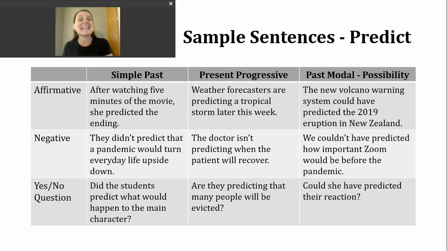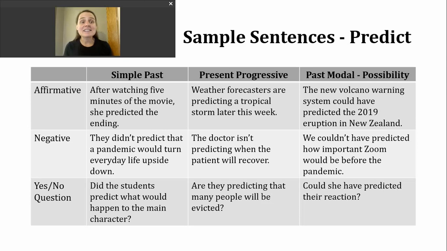I can use this same structure to also sort of explain a negative possibility, right? So I'm just going to insert not after my modal. Here's an example of that. We couldn't have predicted how important Zoom would be before the pandemic. Perhaps you've used Zoom for class or for work, but it's a software, a program that allows us to meet virtually or through the internet.